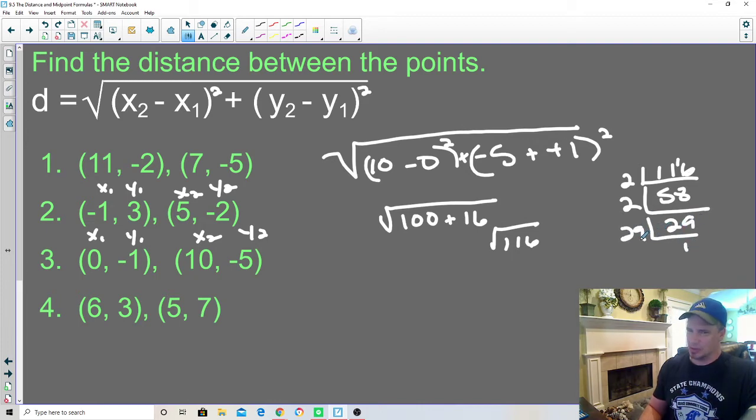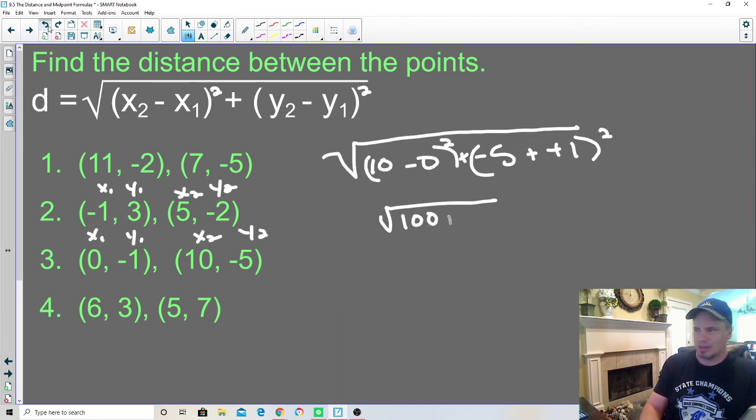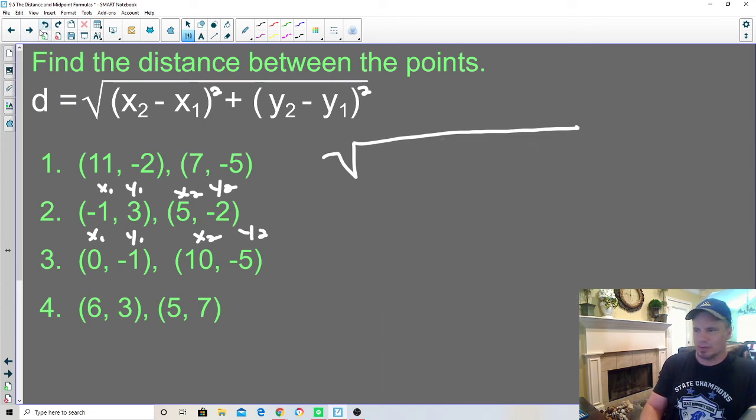So we can use something here. Multiply the pairs, you get 4. So this is really 4 times 29, which becomes 2 square root 29. So we do want to simplify our answer like that. Okay, let's go one more, and then I'll show you a little midpoint formula stuff.